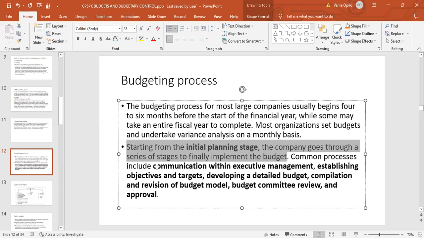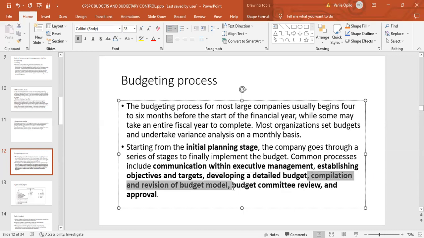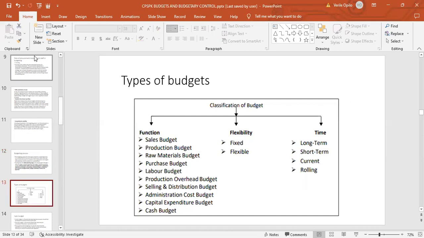And the common processes include communication with the executive management. Then we have establishing of objectives and targets, developing a budget, compilation and revision of the budget model. Then you have budget committee review and approval. After it has been reviewed and approved, it is then communicated to the rest of the organization.